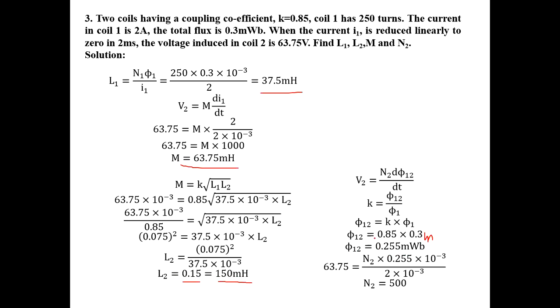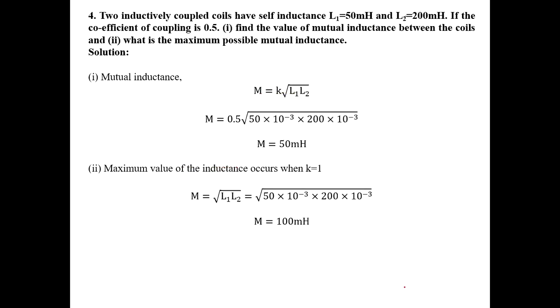Next, here we got the answer of phi 12. Substitute this phi 12 in this equation. V2 we know the value, given in the problem. In this equation we have to find the N2 value, and phi 2 value is 0.255 milli. Milli means 10 to the power minus 3, divided by dt value. Time value is 2 into 10 to the power minus 3. From these equations we got the answer N2 equal to 500.